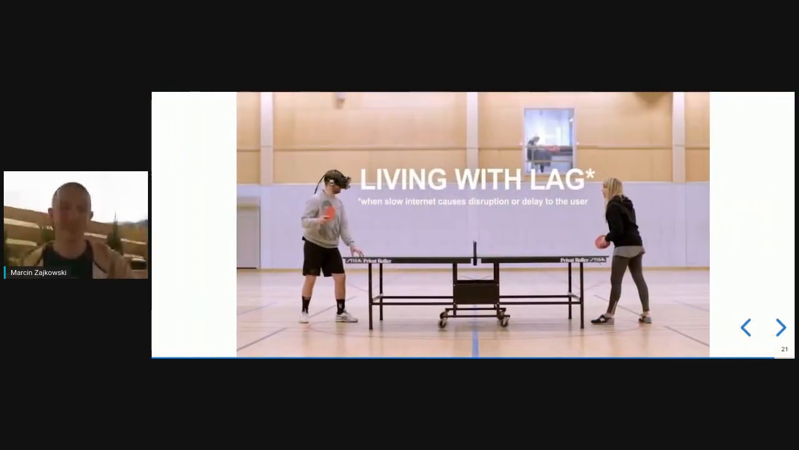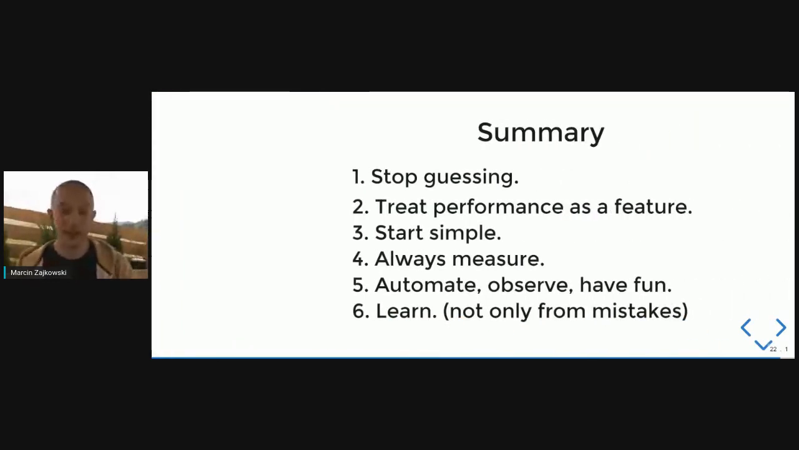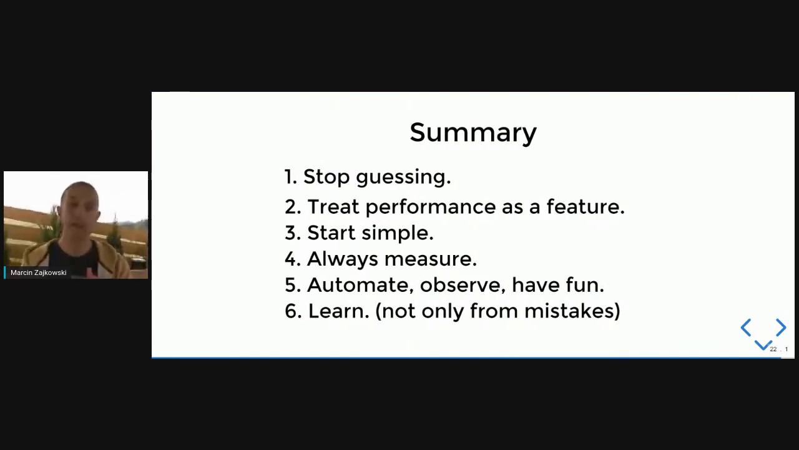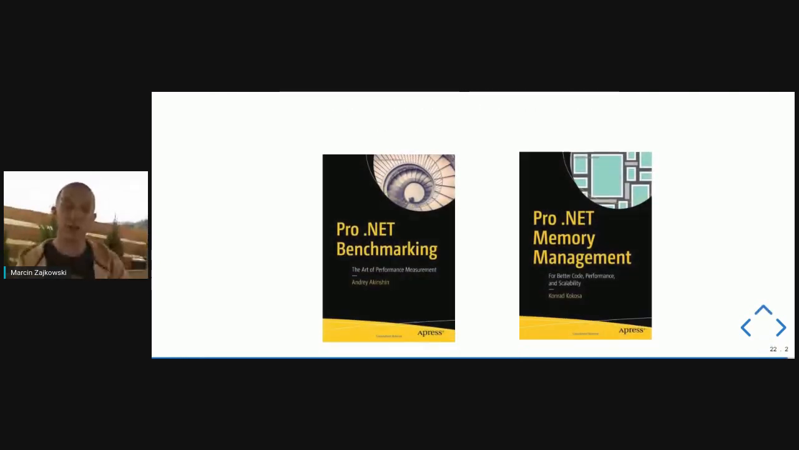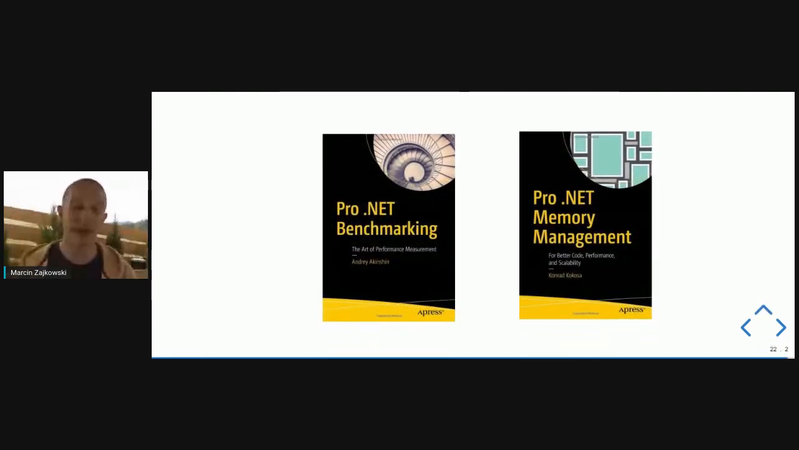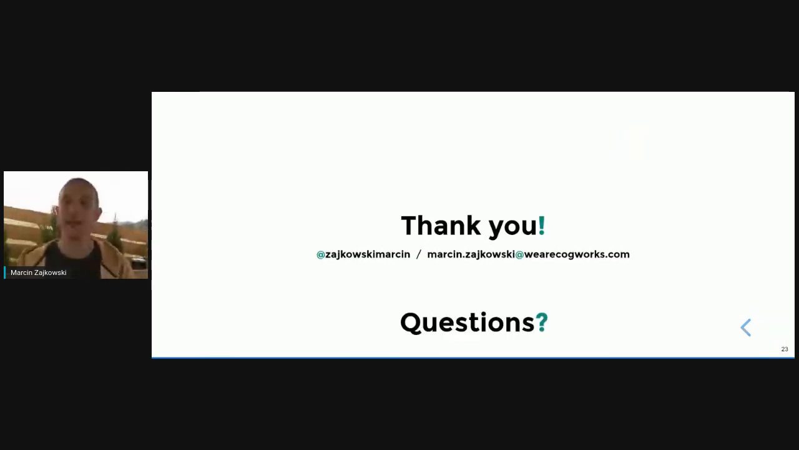And if you haven't seen this video on YouTube, just go and find it, how 100 milliseconds can impact your life. And in the summary, stop guessing, treat performance as a feature, start somewhere, start simple, then always measure and automate, observe, and have fun and learn. And not only from your mistakes, learn from other people, learn from books such as Pro .NET Benchmarking and Pro .NET Memory Management. It's an amazing book. I highly recommend it.